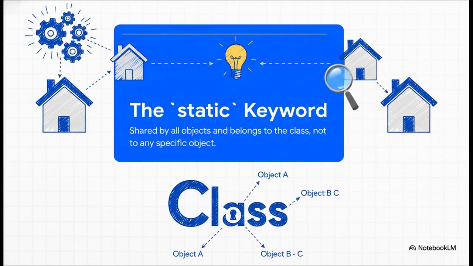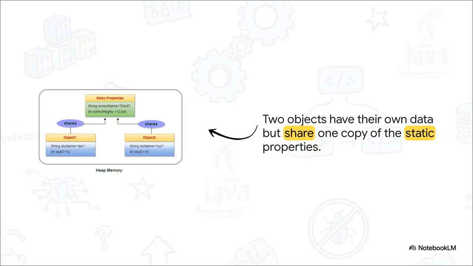When you declare something as static, you're basically saying, hey, this doesn't belong to any one object. This belongs to the class as a whole. It becomes a single common resource that all instances of that class can share. Look, this diagram makes it crystal clear.